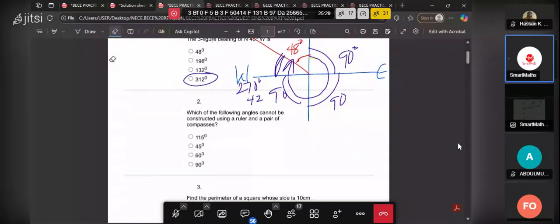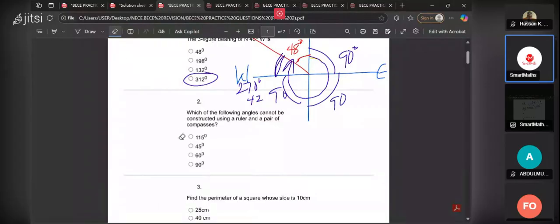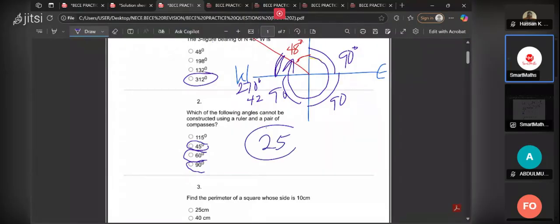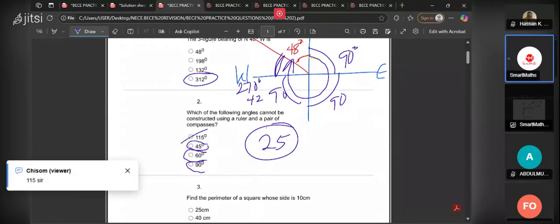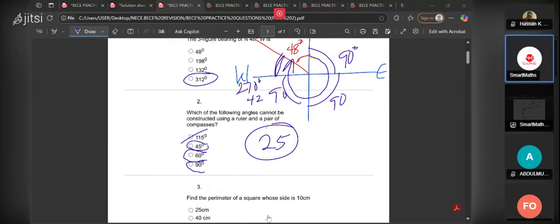Let's look at it one by one. 90 degrees, we can use ruler and pair of compasses to do that. 60, the same thing. 45, the same thing. But 115, if you remove 90 from 115, you have 25. We can't use compasses to construct 25. In that case, the answer is 115. I hope that is clear.